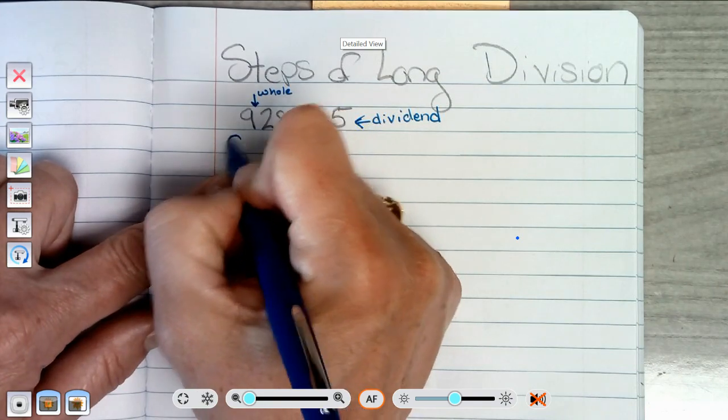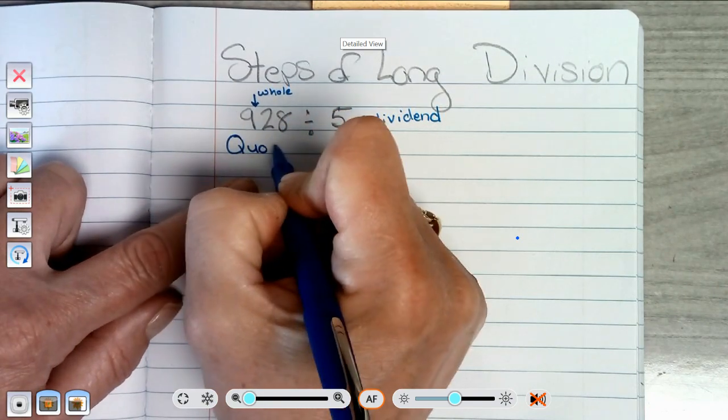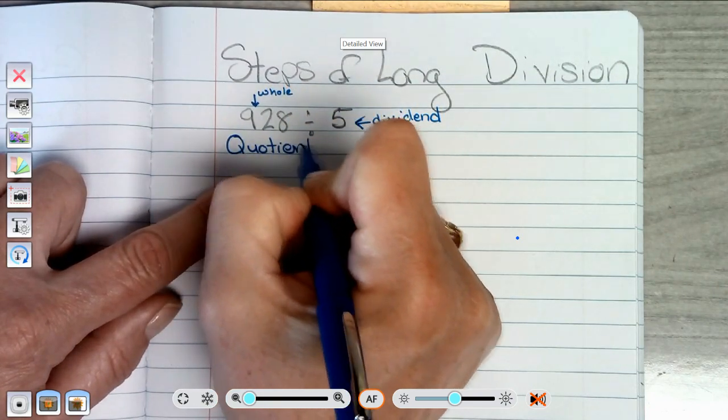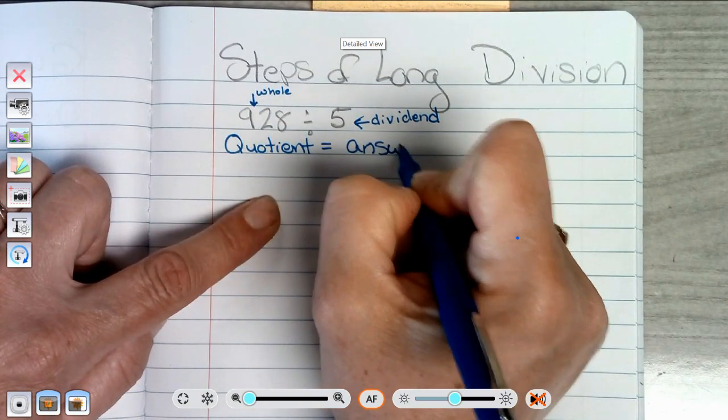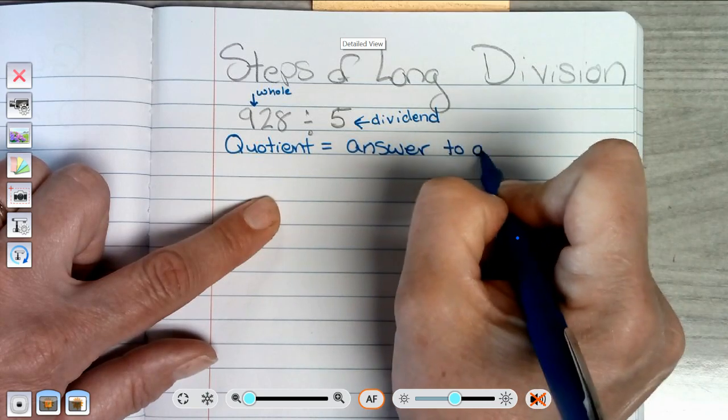You also need to know that a quotient is always the answer to a division problem.